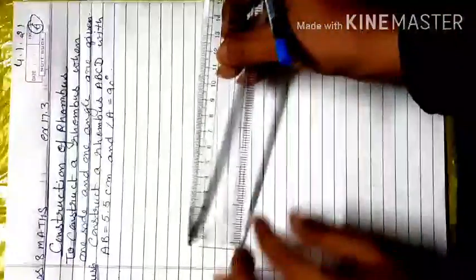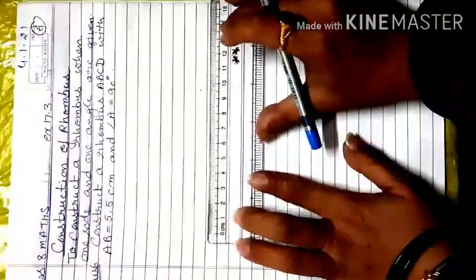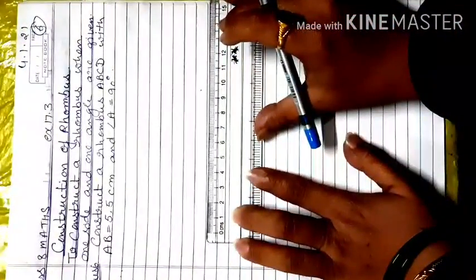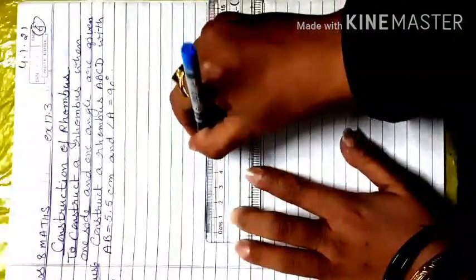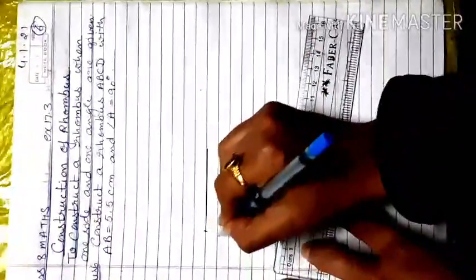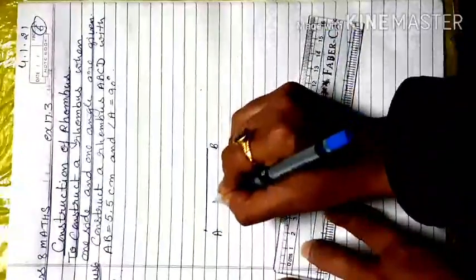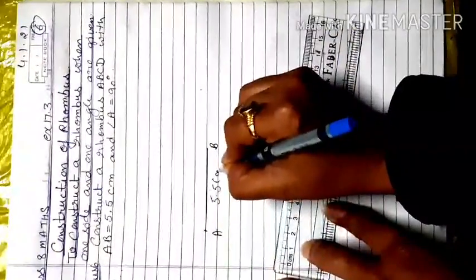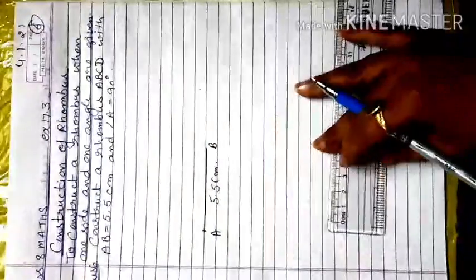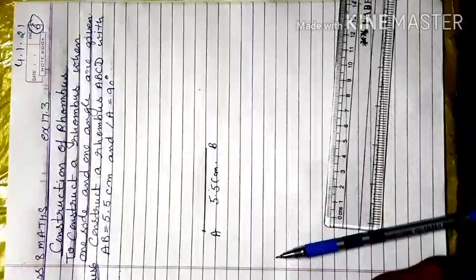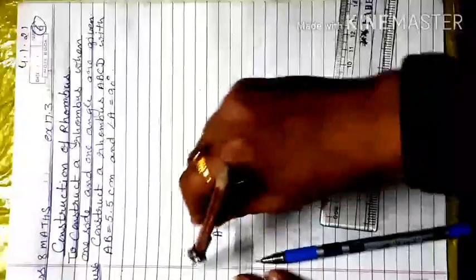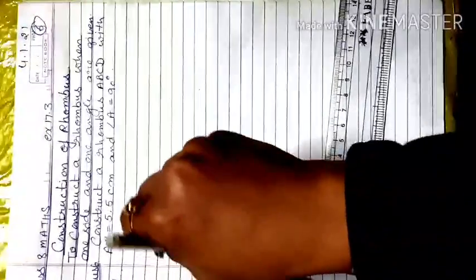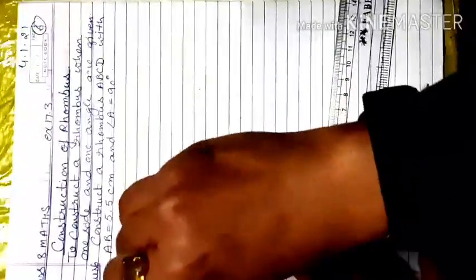So first what we will do, first we draw AB as 5.5 centimeter here. So I will mark here as 5.5 centimeter. So that is AB, 5.5 centimeter. So on angle A, I have to draw the angle 90 degree. So what I will do first, at angle A, we'll draw the angle 90 degree.